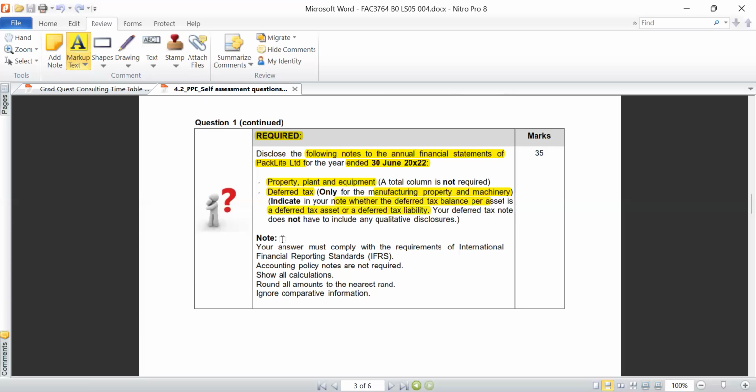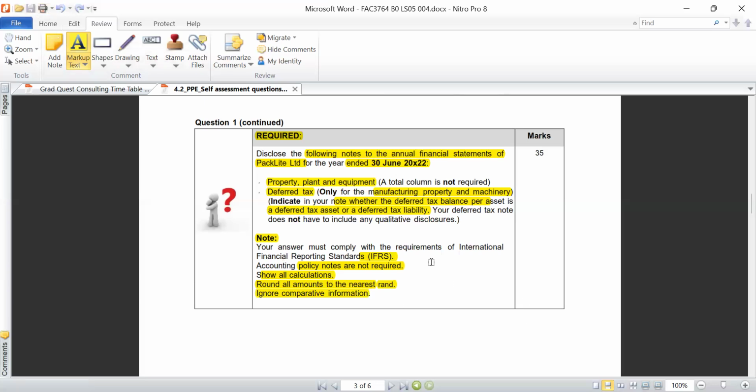Now, there's a note here that they've put for you. Your answer must comply with the requirements of International Financial Reporting Standards, that is the IFRS. Accounting policy notes are not required. However, you are expected to show all your calculations, and round off all the amounts to the nearest rand. And then they said ignore comparative information.